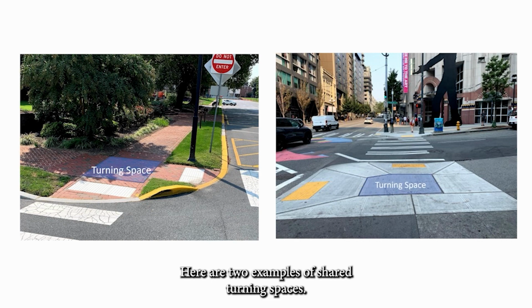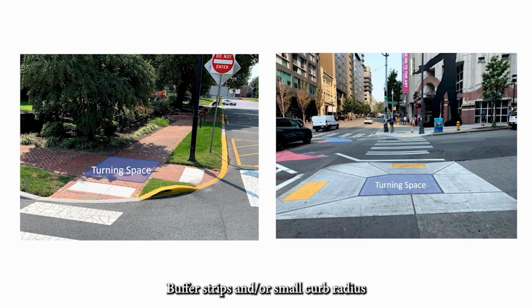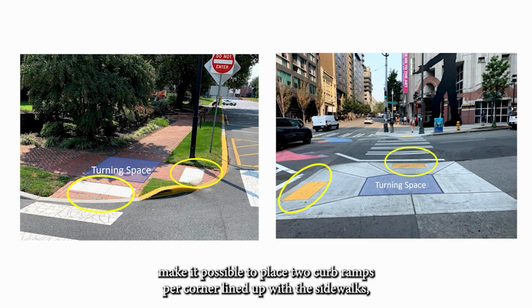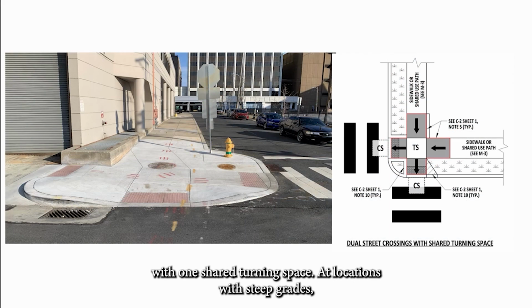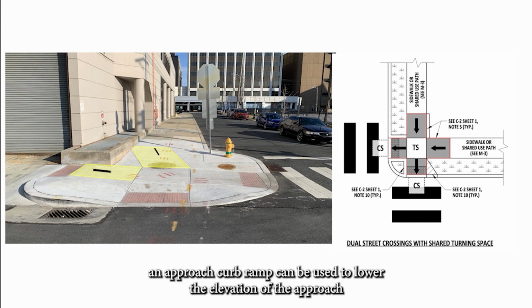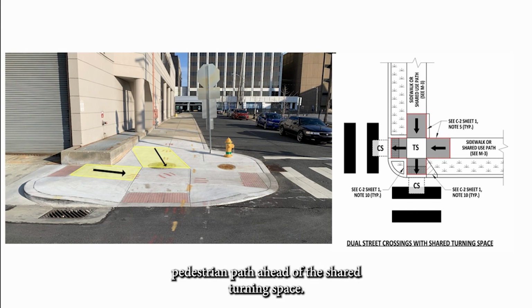Here are two examples of shared turning spaces. Buffer strips and/or small curb radius make it possible to place two curb ramps per corner lined up with the sidewalks, with one shared turning space. At locations with steep grades, an approach curb ramp can be used to lower the elevation of the approach pedestrian path ahead of the shared turning space.